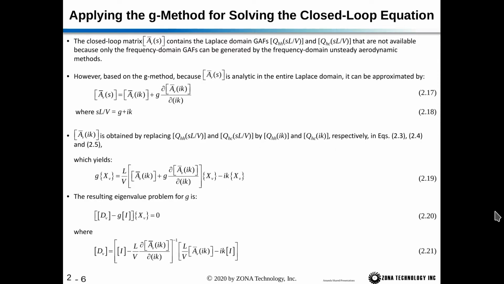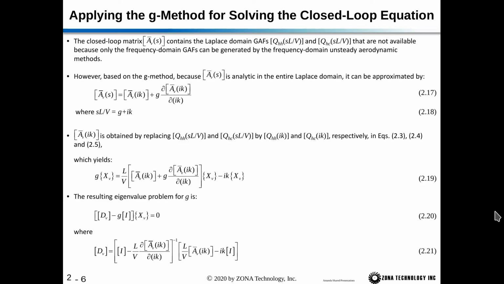Next, we're going to apply the G method to solve this closed loop equation. So the closed loop matrix A bar V of S contains the Laplace domain GAFs QHH of SL over V and QHC of SL over V that are not available because only the frequency domain GAFs can be generated by the frequency domain unsteady aerodynamic methods. However, based on the G method, because A bar V of S is analytic in the entire Laplace domain, it can be approximated here in equation 2.17.